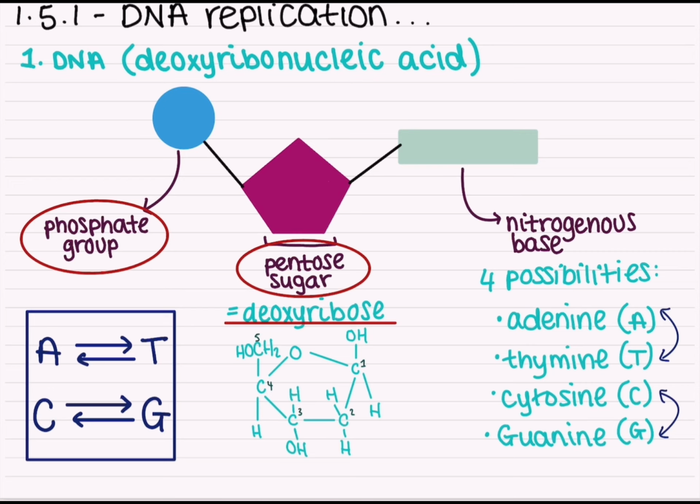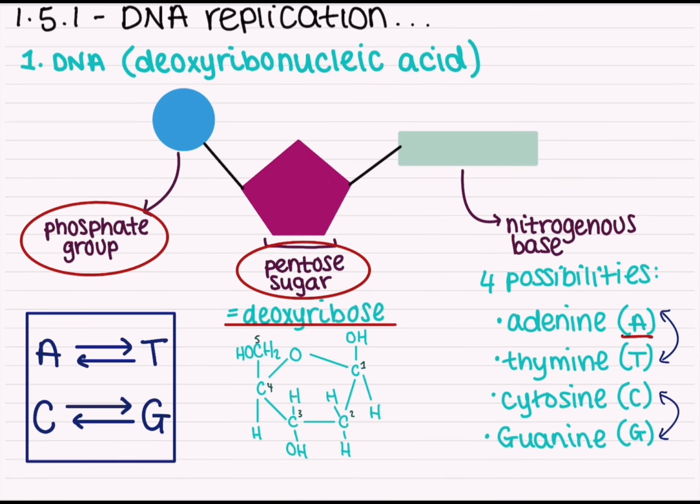Now there are four possible DNA bases. There's adenine, cytosine, guanine and thymine. We usually just use the first letter of each to represent these. The complementary pairs, so the ones that will form hydrogen bonds with one another, are A and T and vice versa, and G to C and vice versa. So A to T and G to C and vice versa.